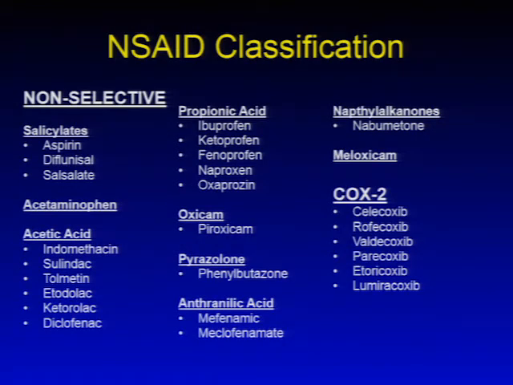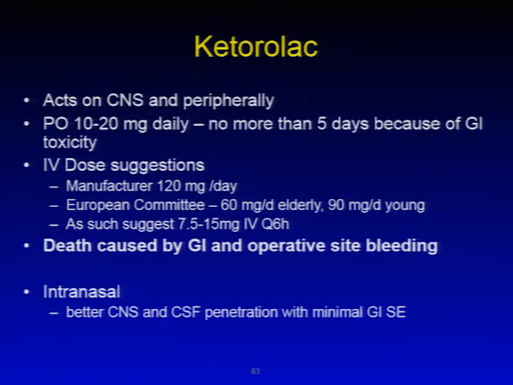NSAIDs are classified into many separate categories. I've listed them here as non-selective, including salicylates, acetaminophen, acetic acids, propionic acids, oxicams, and then COX-2 inhibitors are listed there as well. Ketorolac is an NSAID that acts on the central nervous system and also in the periphery. It is PO dosing, 10 to 20 milligrams daily. It is thought that not more than 5 days of PO dosing should be done, secondary to GI toxicity. IV dosing suggestions are up to 120 milligrams per day.